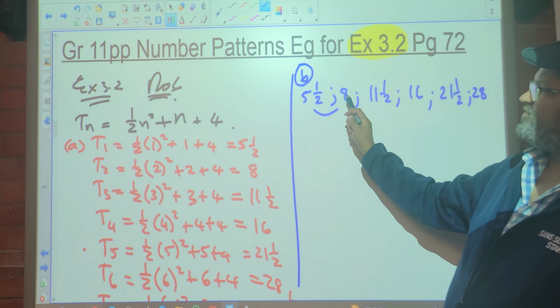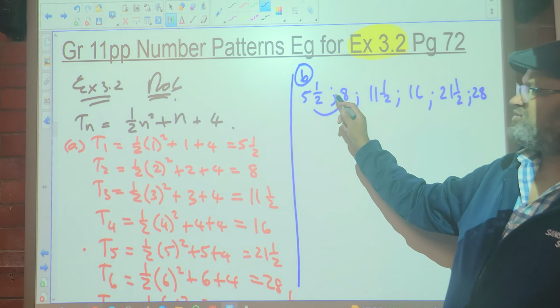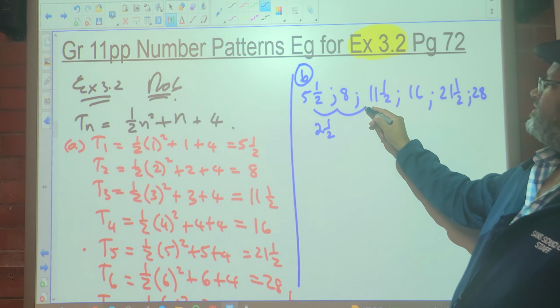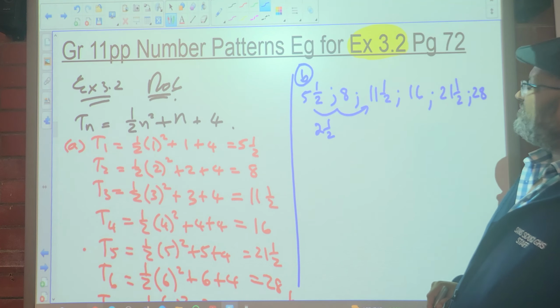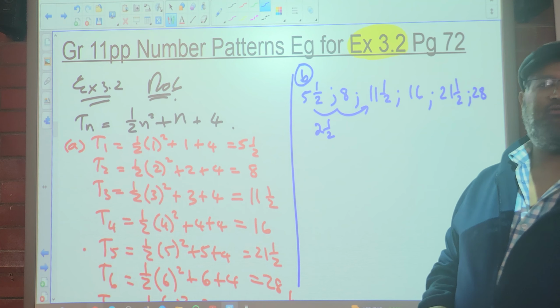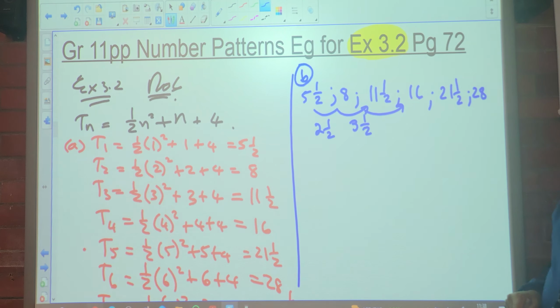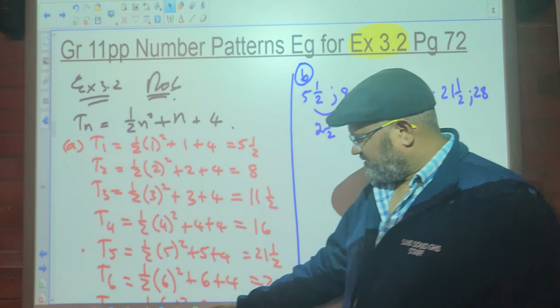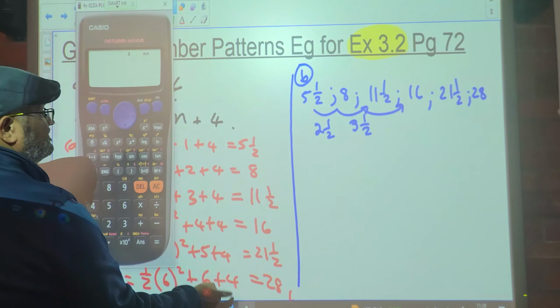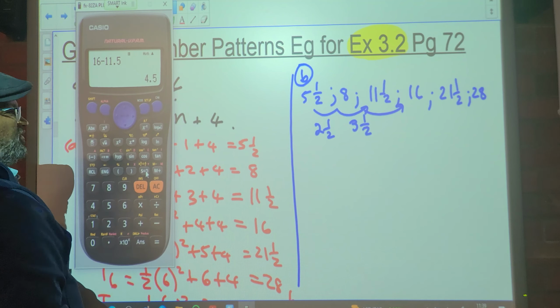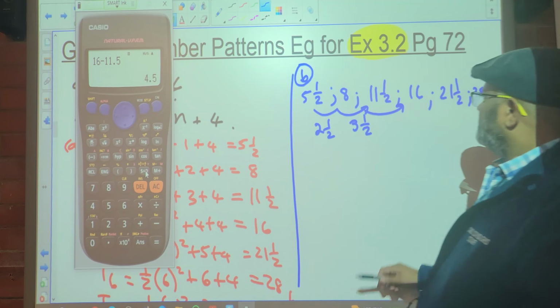So how do we get the first difference? Term 2 minus term 1, which is 2.5. 11.5 minus 8, that is 3.5. 16 minus 11.5 gives me 4.5.